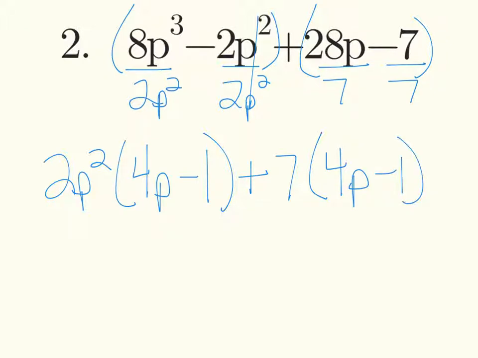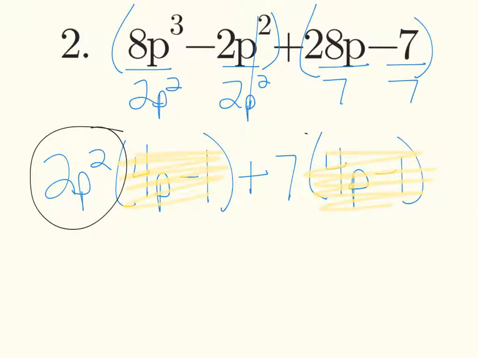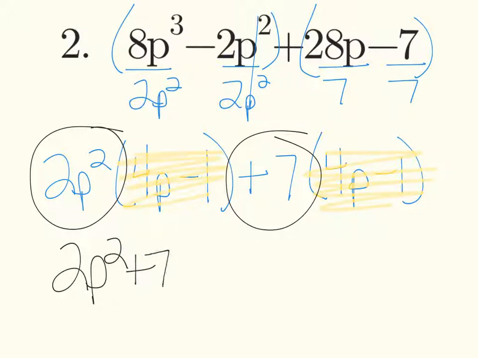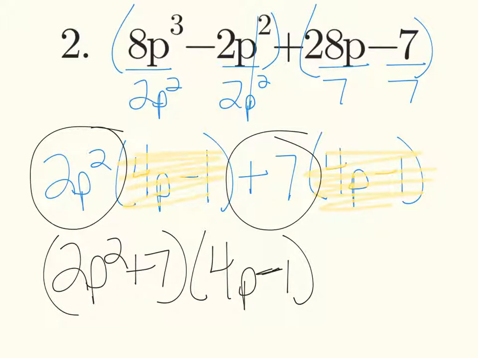So again, if you notice, what's inside is the same. Okay, so my answer is going to be the 2 numbers I factored out times what they had in common, which is 4p minus 1. And that's your answer.